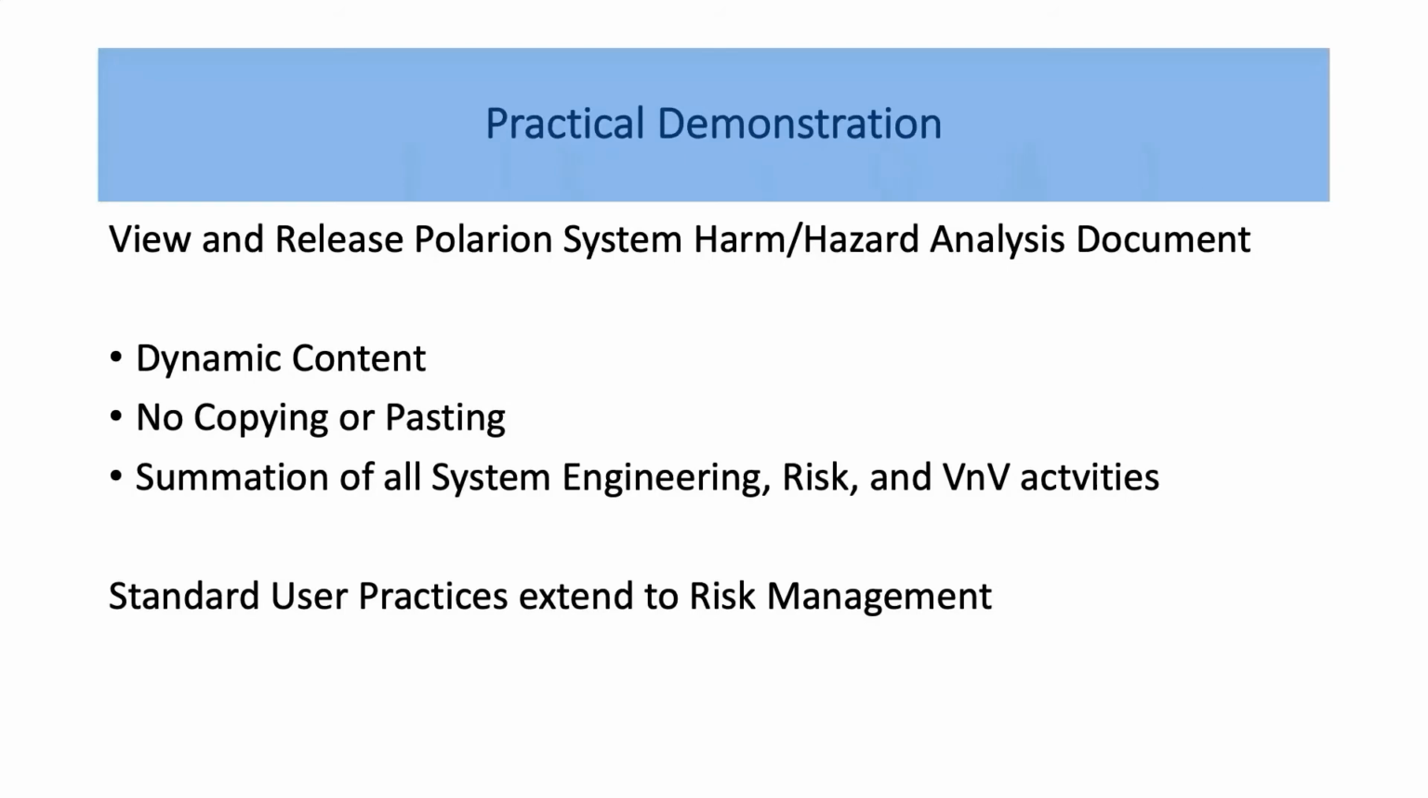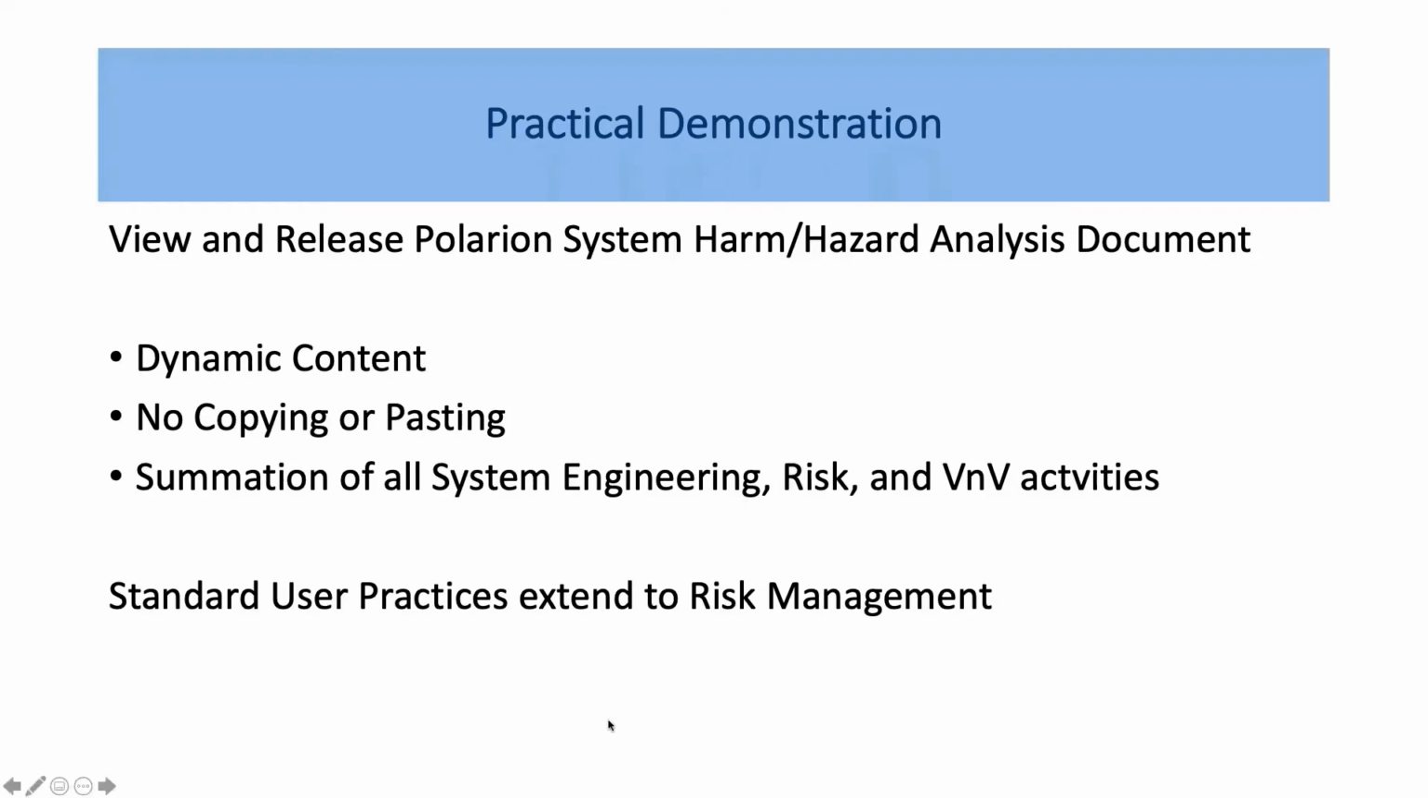We're going to view and go through a potential release process of a system harm and hazard analysis document. We'll see the difference between the dynamic content and the human discernible information and description of that particular risk process for that particular revision of the document. We will abandon the need and the reliance on copying and pasting and really make this risk document a summation of all the underlying work that's going on, all of the system engineering, all of the risk assessments, all of the V&V activities embodied in what we're about to see.